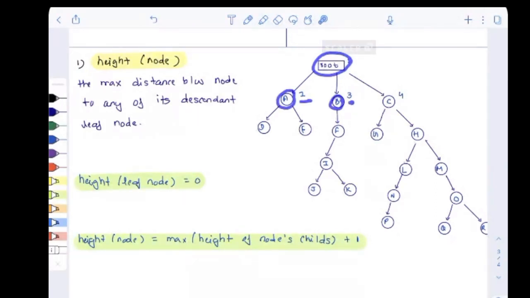Give me height of B, that is 3. Give me height of C, that is 4. Now pick the maximum out of them, and to that add a 1. You got your answer, and that is this one. Any one out of them, okay, that is giving you 5. Perfect. Easy till now.